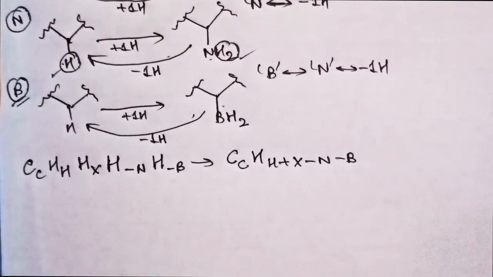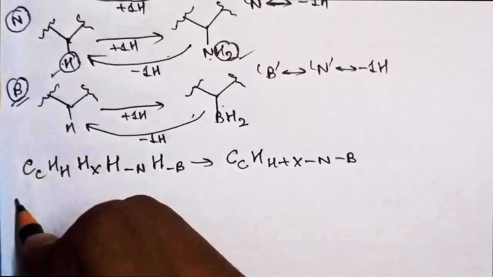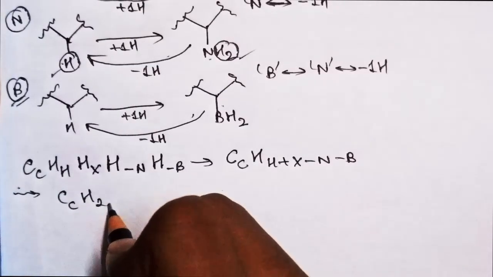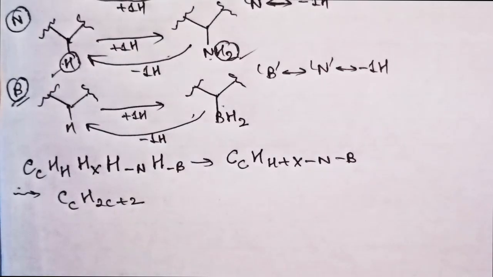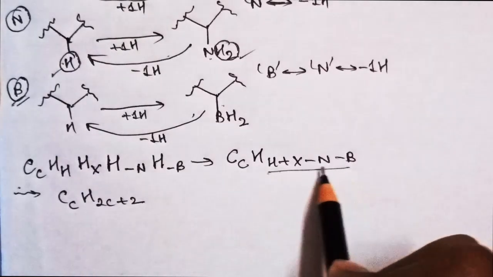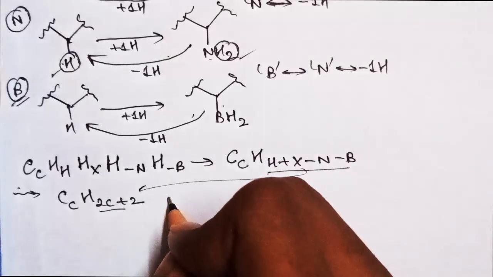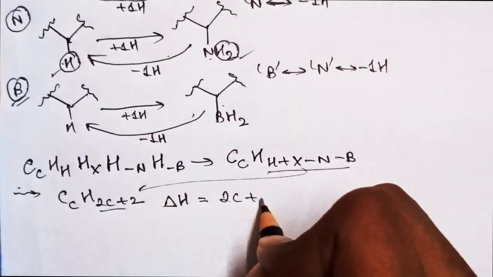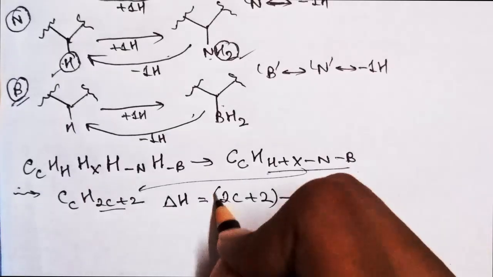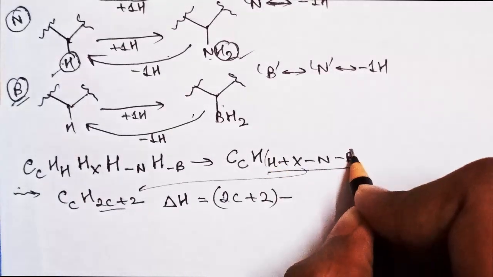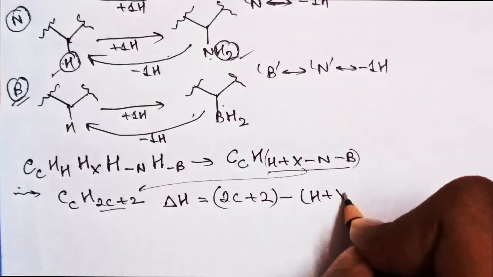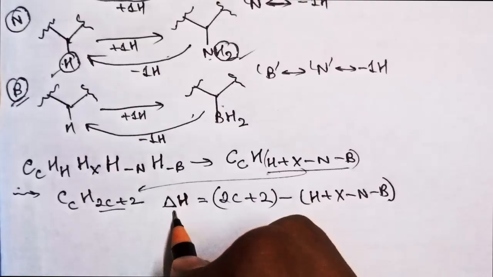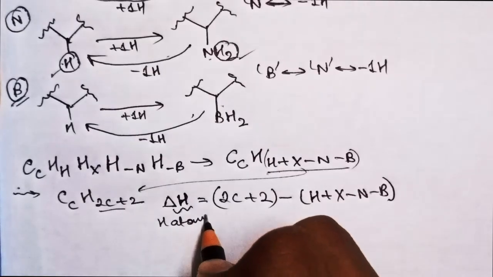Now, an open chain alkane has the formula of CCH2C plus 2. Therefore, the extra amount of hydrogen atoms that need to be added here, calling it delta H, can be written as 2C plus 2 minus the present number of hydrogen atoms, H plus X minus N minus B. This is the extra H atoms required.